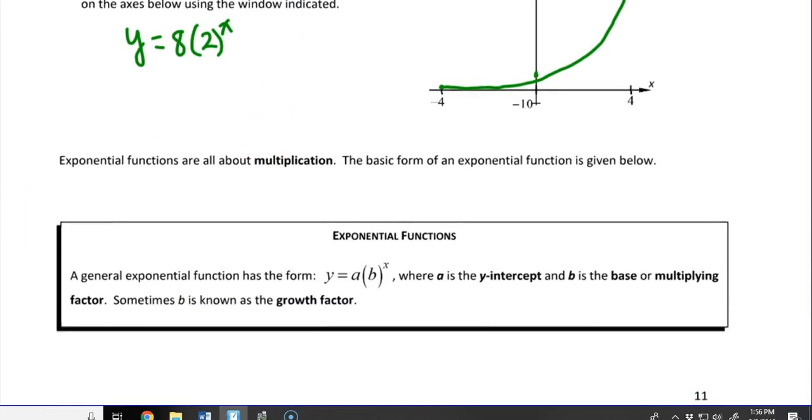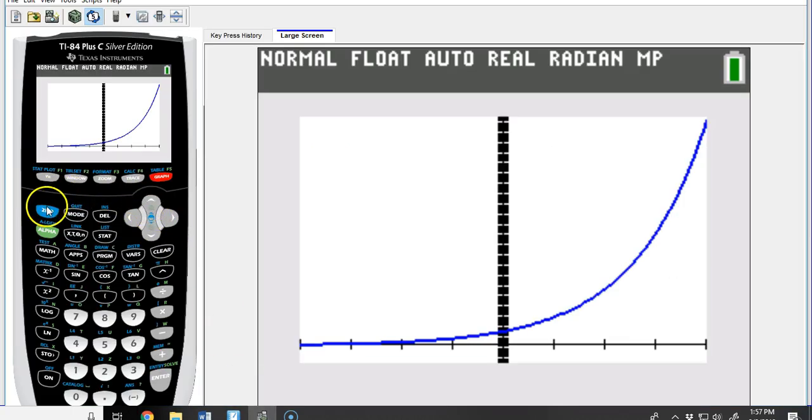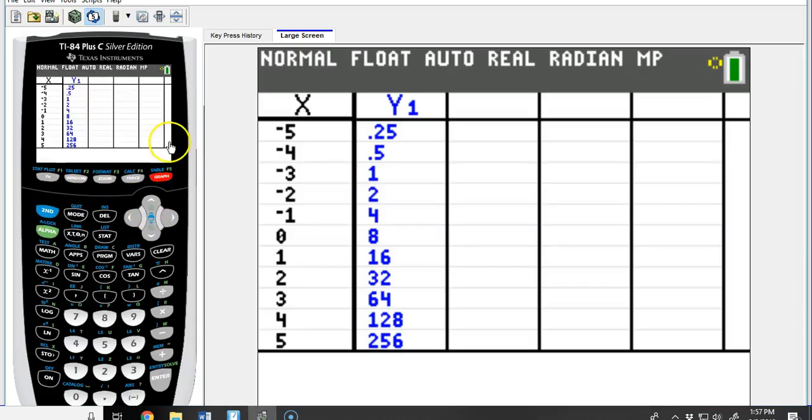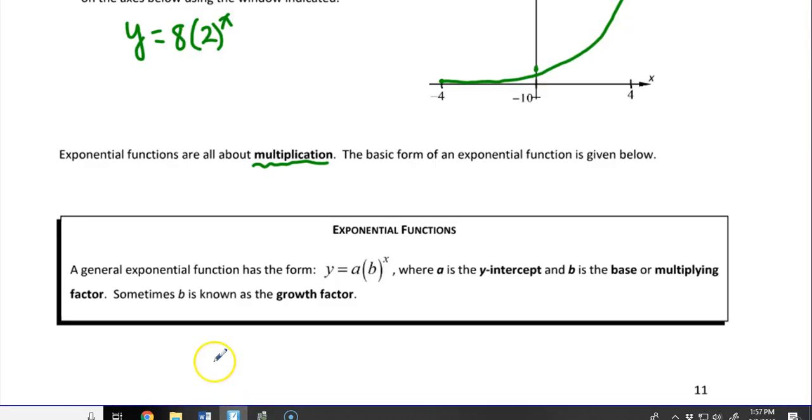So now let's speak about what exponential functions do. They're all about multiplication. We saw that right in the table. Let's check out our table one more time just for reference point. The y values are being multiplied. Every time the x's go up by 1, the y values get doubled. So they're not going up by a constant amount, going up by a factor of 2.